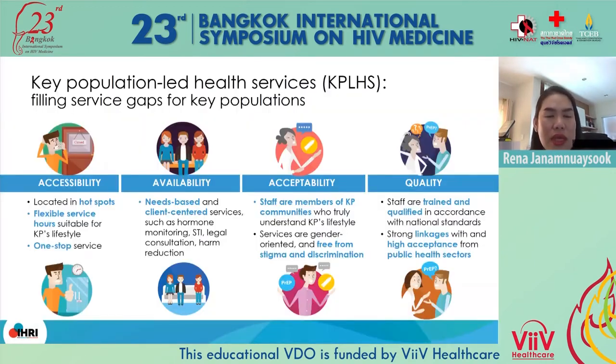And here, this slide shows you how key population-led health services help fill the service gaps for key populations. Let's start with accessibility. KPLHS need to be located in the hotspots or the areas where the key populations live. The service provision needs to be flexible according to the lifestyle of the key population that you are serving, and the service package needs to be comprehensive and one-stop. In terms of availability, as I told you before, the service package needs to be needs-based and client-centered.